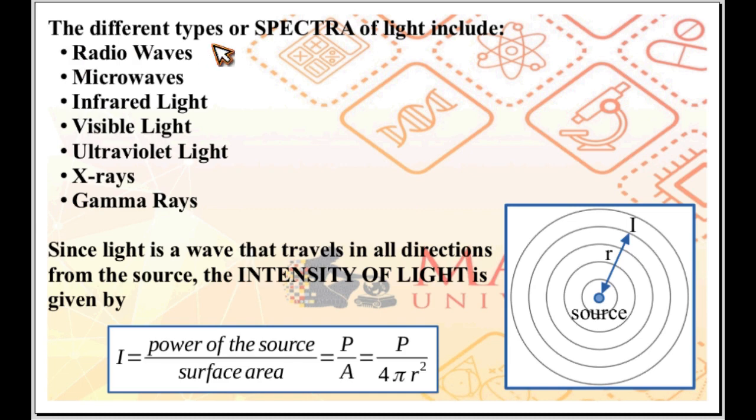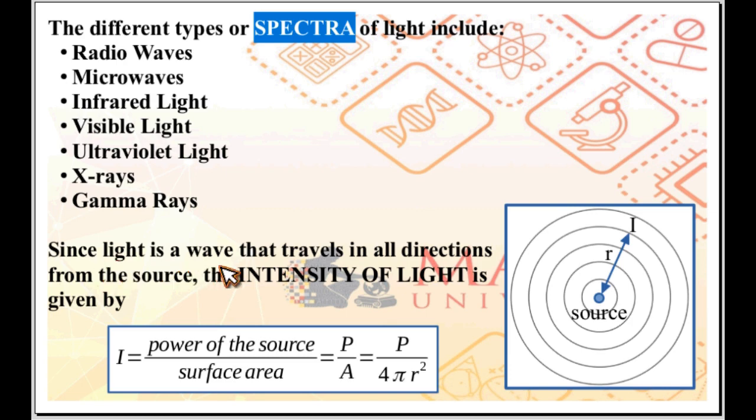There are different types or spectra of light or electromagnetic wave, and these spectra include radio waves, microwaves, infrared light, visible light, ultraviolet light, X-rays, and gamma rays. These are all examples of electromagnetic wave, and they differ in terms of their frequency range.